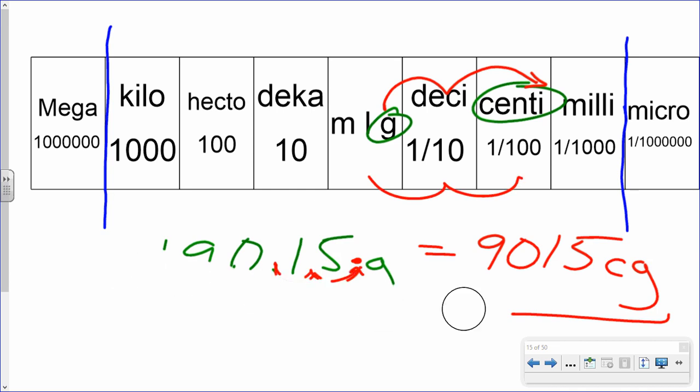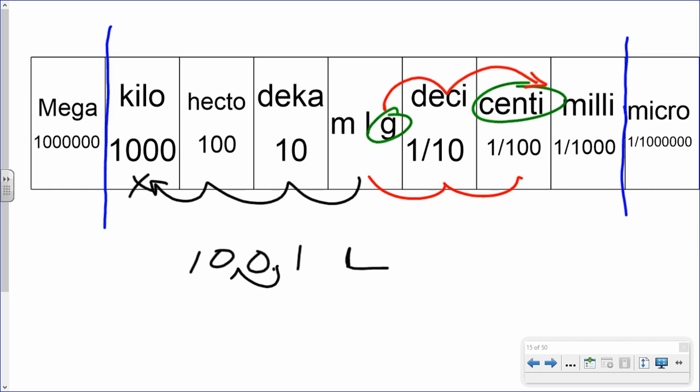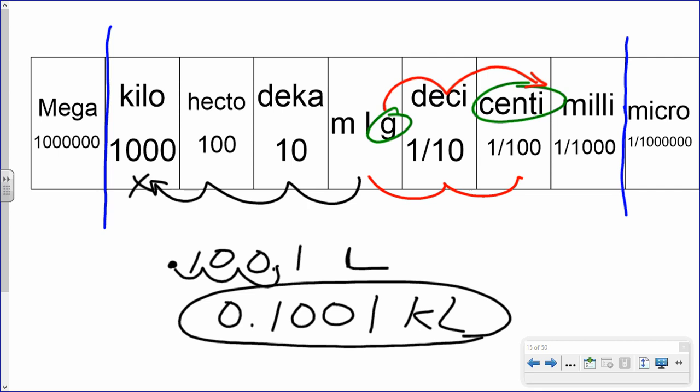Let's do it again. It works the other way too. So what if I have 100.1 liters, and I want to get to kiloliters? So I'm going to start here, 1, 2, 3 places to the left. Now let's go 1, 2, 3 places to the left. That's 0.1001 kiloliters, not liters anymore, but kiloliters.